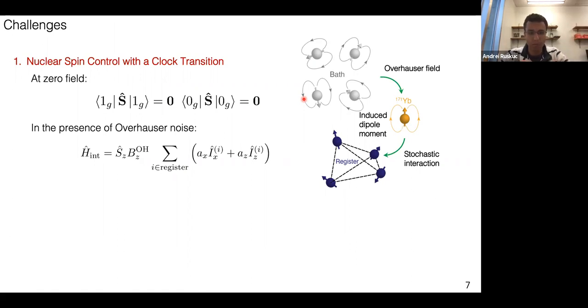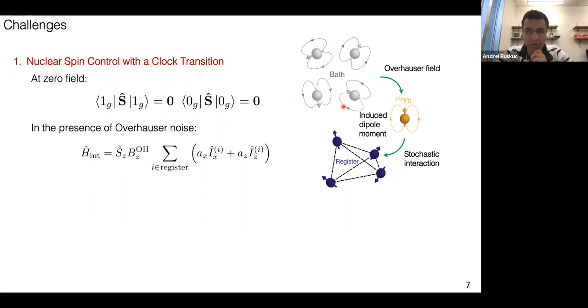So the ytterbium levels have no magnetic dipole moment. This means that all of the secular interaction terms that you would typically use to generate interactions are 0 to first order. However, the situation is a little bit worse than that, because the dominant second order interaction is stochastic and can't be used to realize coherent interaction between the ytterbium and the register.